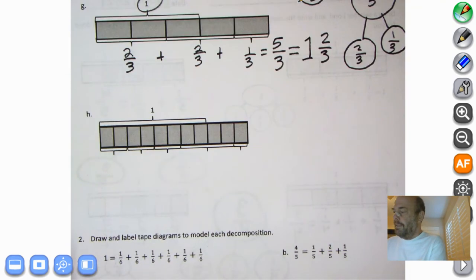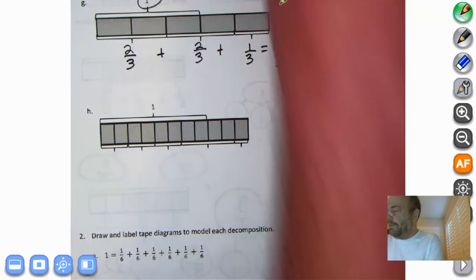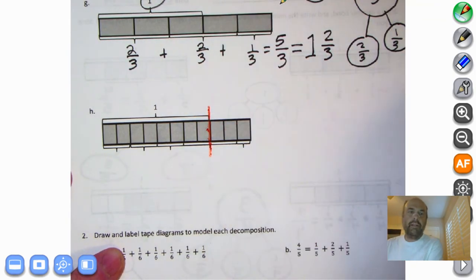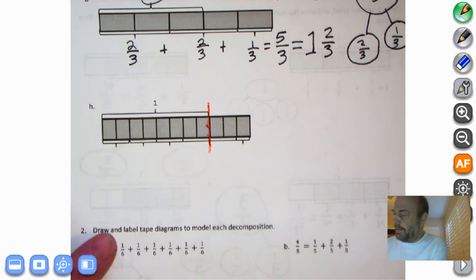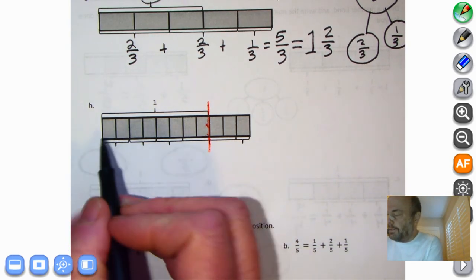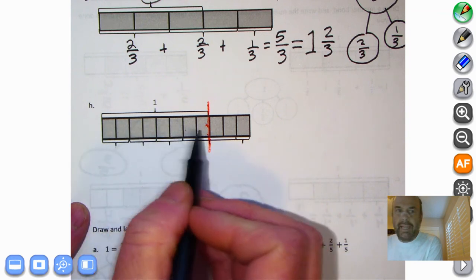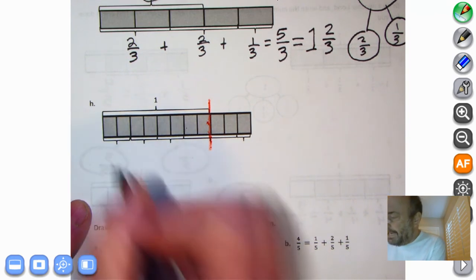All right. Once again, look where our 1 is at. This is going to be greater than 1, okay? Let's see how much greater than 1 it is. First of all, let's see how many parts there are to the one whole. 1, 2, 3, 8, okay? So these are going to be eighths.